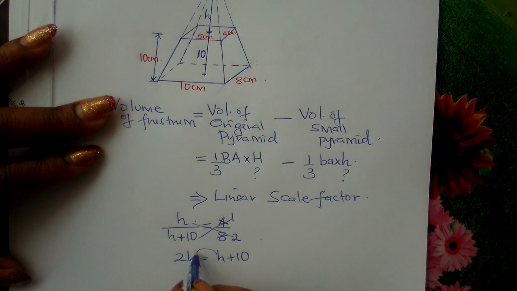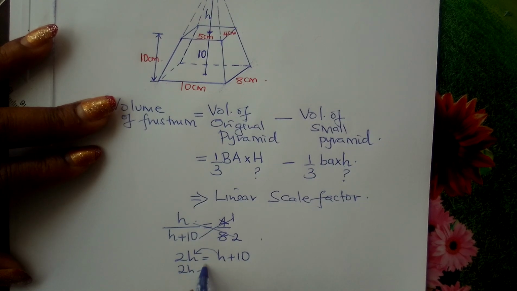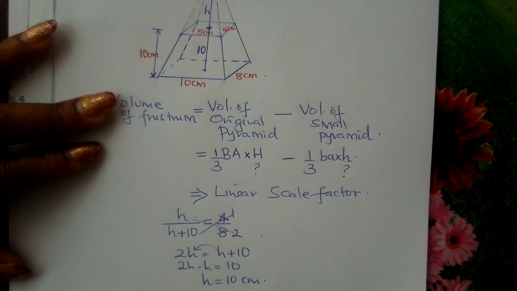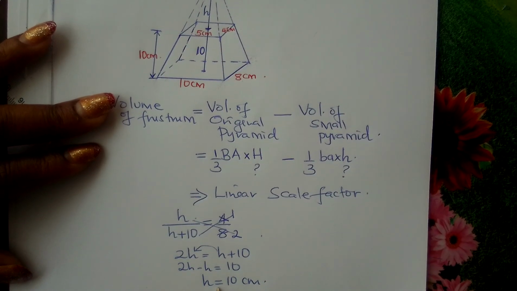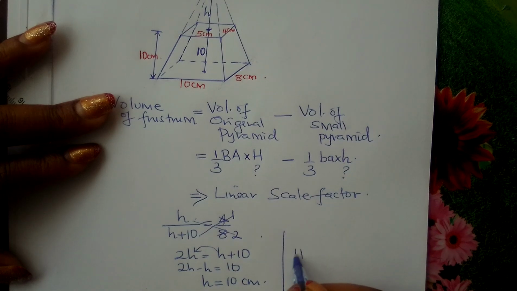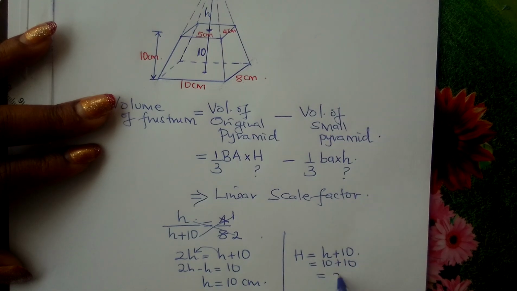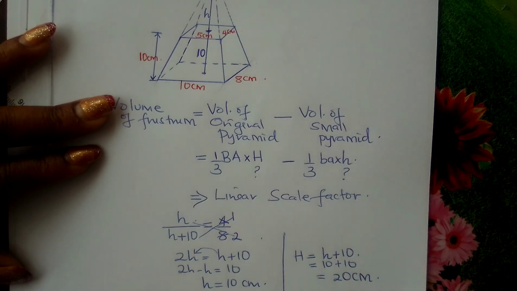And therefore, what is your h? Bring this h on this side: 2h minus h is equal to 10. Therefore, your small height is 10 centimeters, the height of the small pyramid. And therefore, what is capital height? Capital height is h plus 10, which is 10 plus 10, which is 20 centimeters.